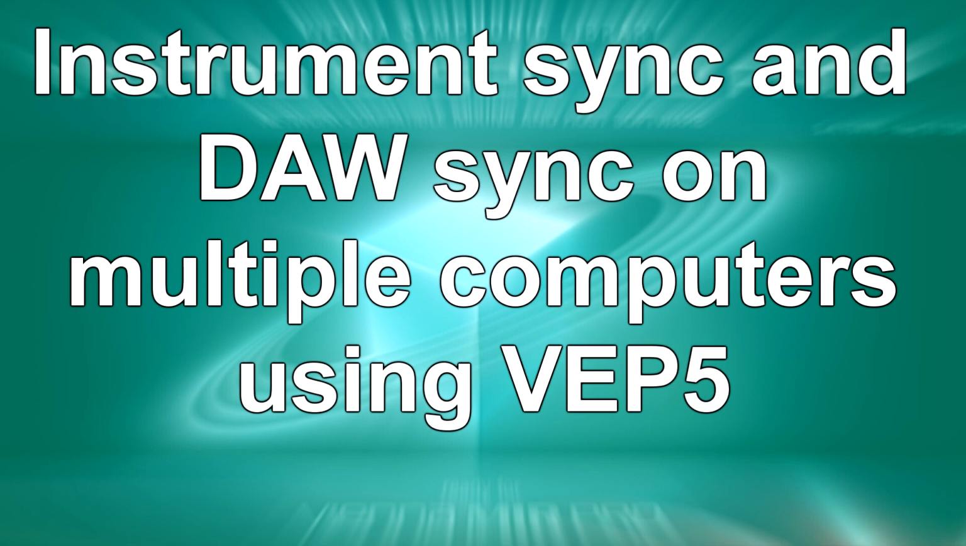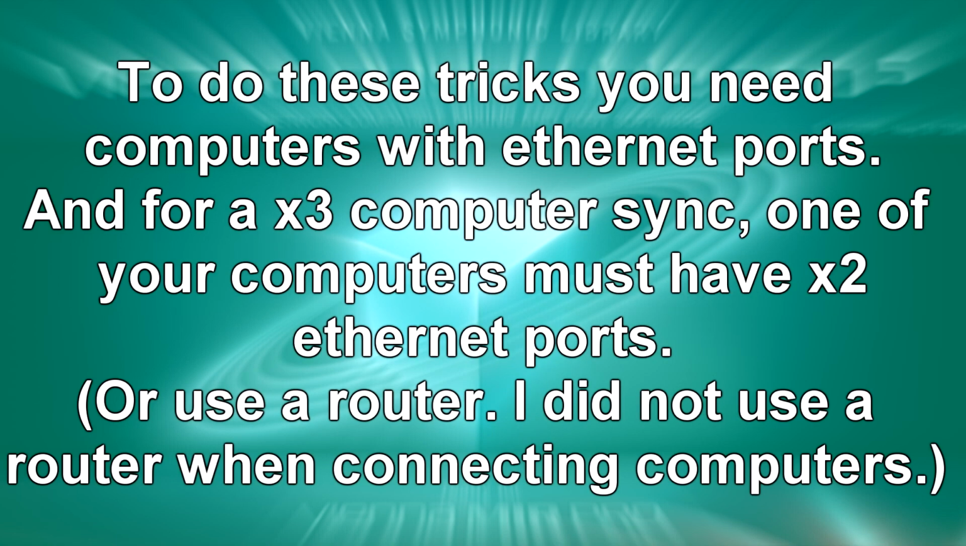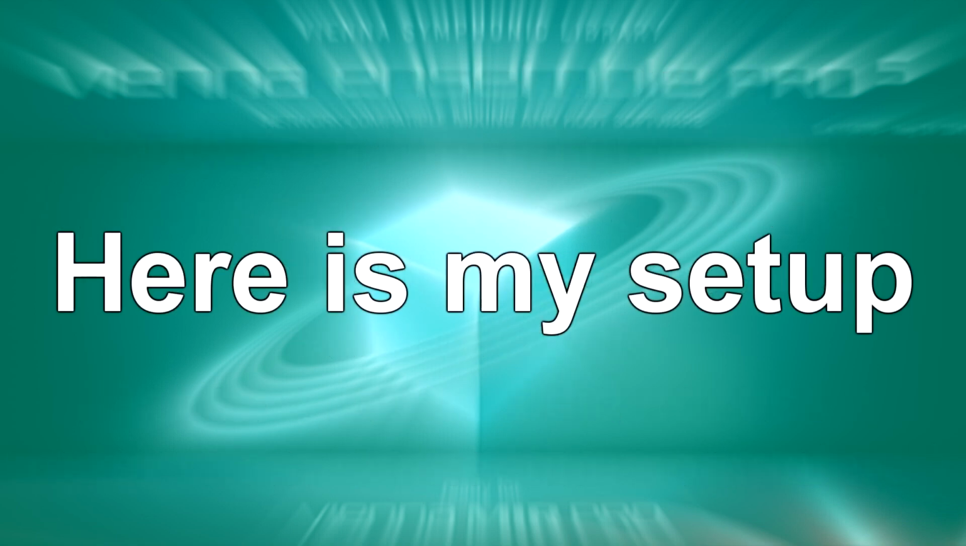Alright guys, there is a lot of information to cover versus keeping this interesting. We're going to talk about instrument sync and DAW sync on multiple computers using Vienna Ensemble Pro 5, which I got for cheap because it was on sale right before VEP 6 dropped. To do these tricks, you need computers with Ethernet ports, and for a 3-computer sync, one of your computers must have 2 Ethernet ports. Here's my setup.